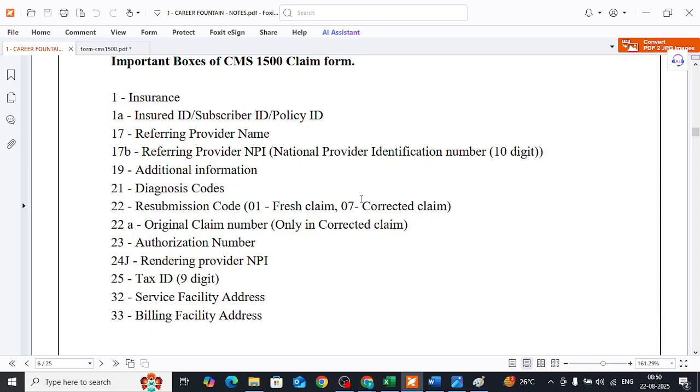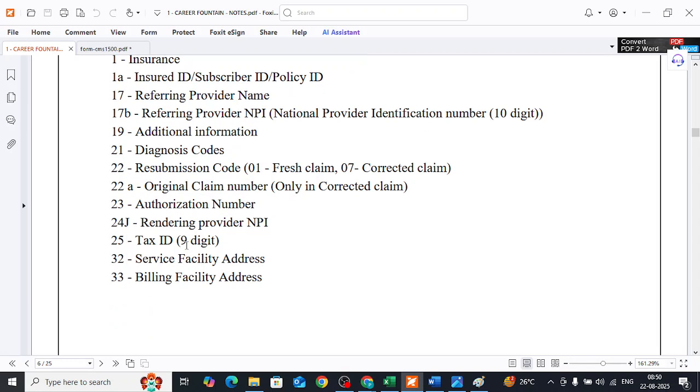So 01 is for a fresh claim. 07 is for a corrected claim. 22A is for the original claim number. If you are submitting a corrected claim, in that case only the original claim number will go here. Okay. Box number 23 is for the authorization number. Okay. If we have taken any authorization number or letter, then it will go here. If we miss mentioning that, then we'll get a denial as no authorization.